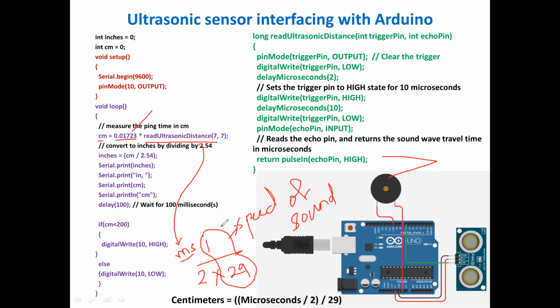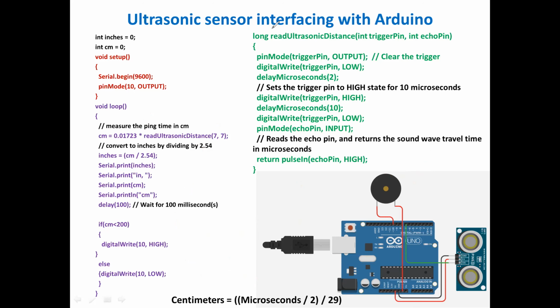The exact formula is the microseconds divided by 2 into 29. So that is what we have framed as centimeter equal to 0.01723 into this function. This is the user defined function I'm using to measure the distance. Let us see what that is one by one. Once you understand this portion, the rest is nothing. Everything is based on your application.